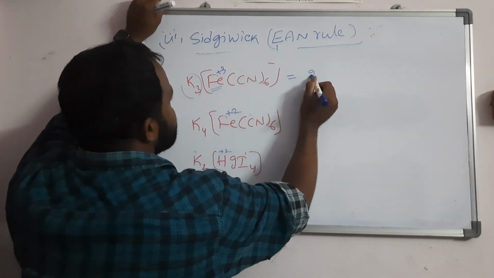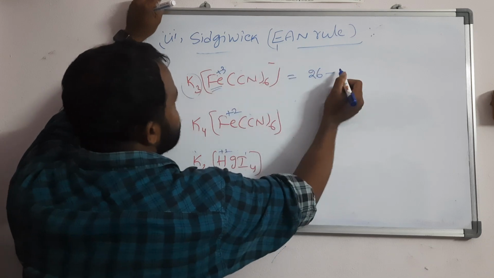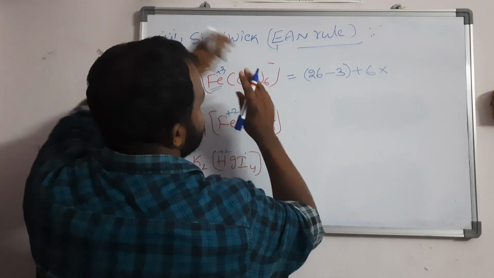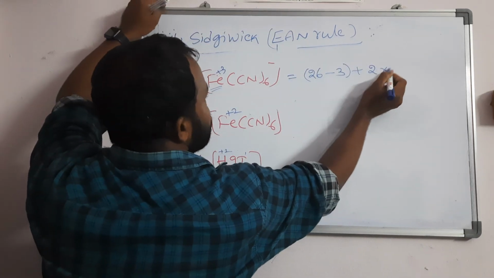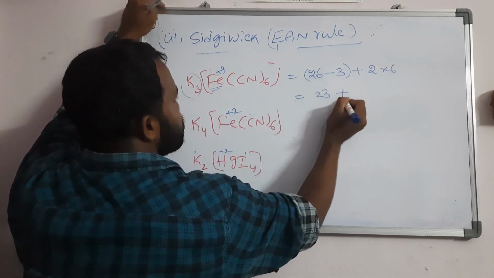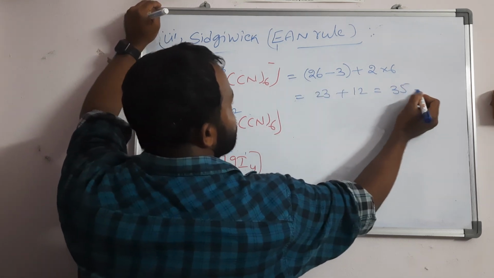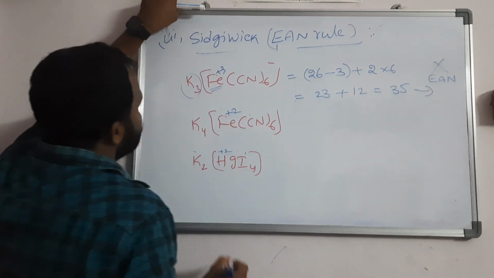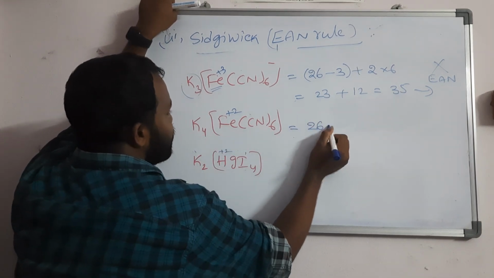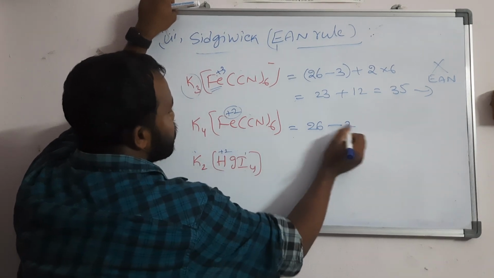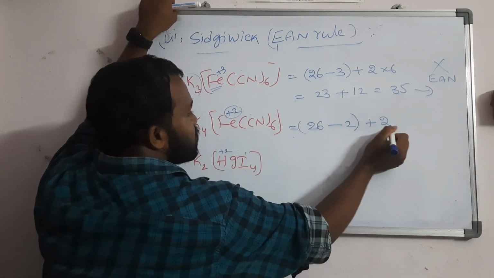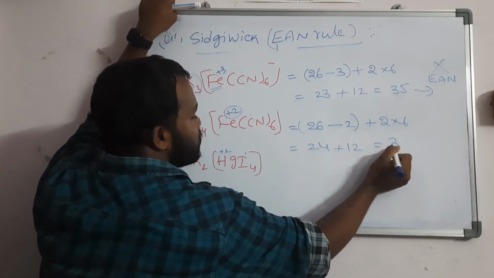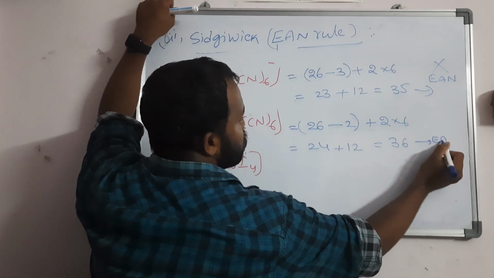Iron is 26, minus 3 electrons lost. Hence 26 minus 3 is 23, plus 2 into 6 ligands, 2 into 6. So 26 minus 3 is 23 plus 12, that is 35. Hence it does not obey the EAN rule; it is unstable. Now if I take this one, iron plus 2, it loses only 2 electrons. 26 minus 2 is 24, plus 2 into 6 is 12. So you will get 36, which means it obeys the EAN rule.